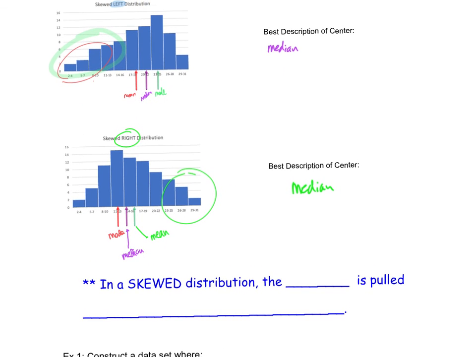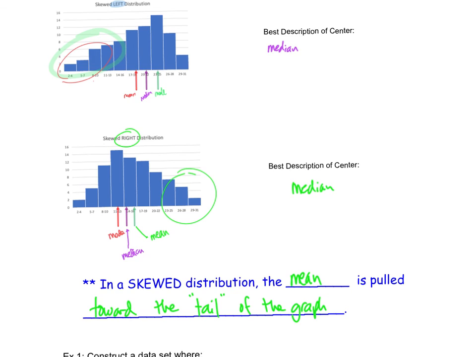So it says, in a skewed distribution, the blank is pulled blank. And so what we've noticed is that the mean is pulled toward the tail of the graph. So when you have a skewed right distribution, the mean's going to be pulled to the right, or in a positive manner. If you have a skewed left distribution, the mean's going to be pulled down or to the left.